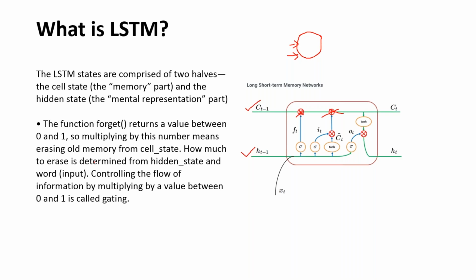This is where we control the flow of information. We know how much to pass into the hidden state and how much to erase from the input. This technique is called gating, and in this process we control the flow of information by multiplying by a value between 0 and 1.